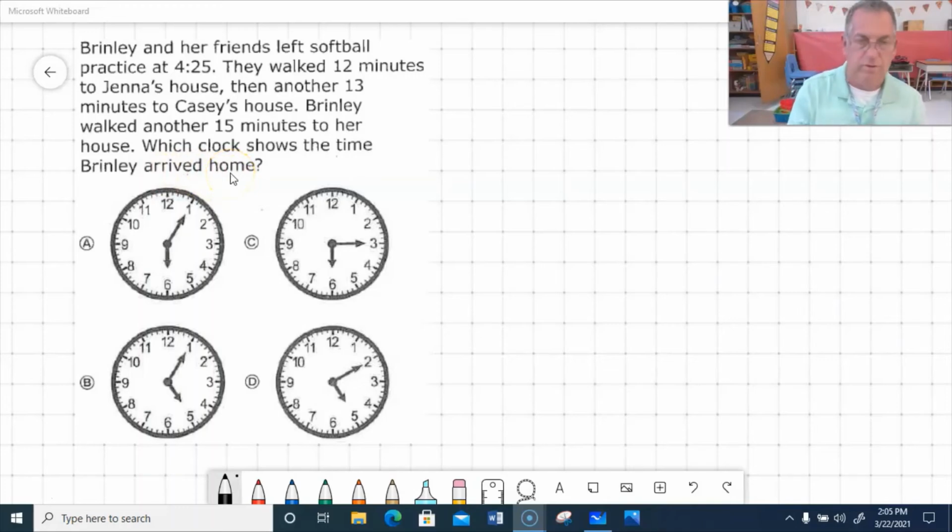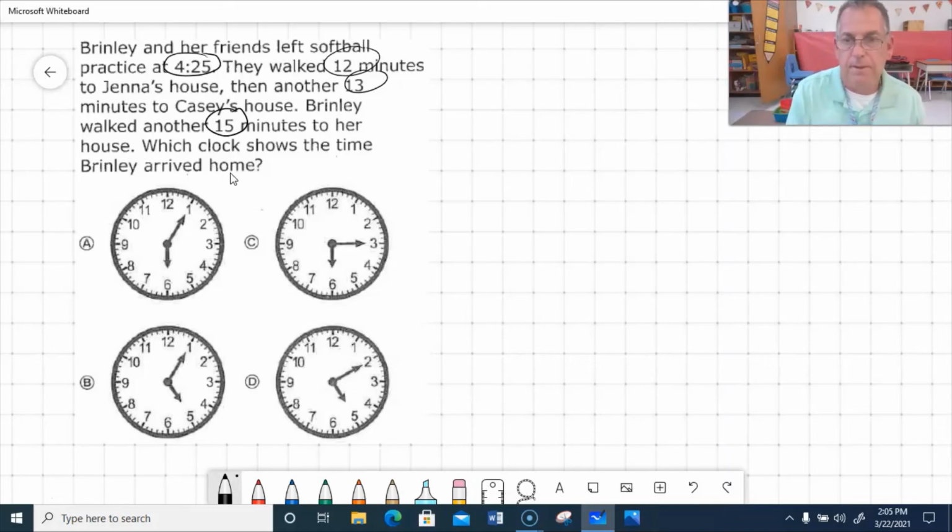So I'm going to circle some important information here. They left practice at 4:25. They walked for 12 minutes. They walked for 13 minutes. And then she walked for another 15 minutes to get to her house. So for a problem like this, I could add all those up, but I think I'm going to end up past the next hour. So it may be a little bit confusing.